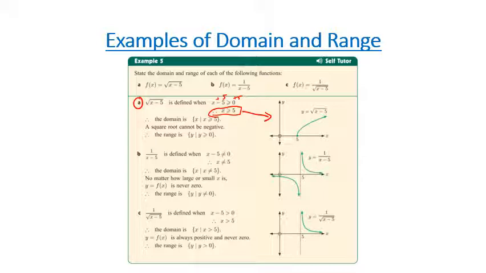Since the square root can't be a negative, then y has to be greater than or equal to 0, because you can't have a negative number as a square root.